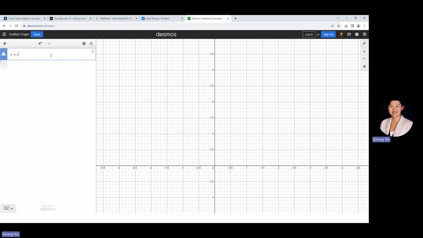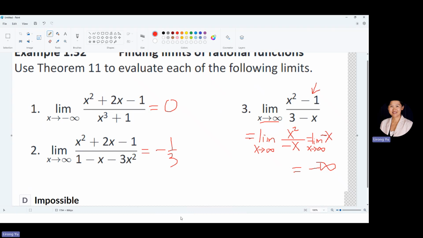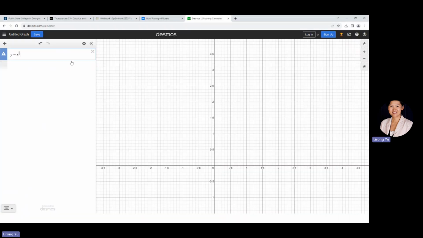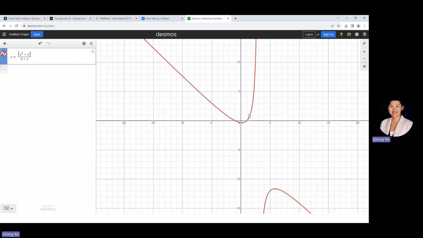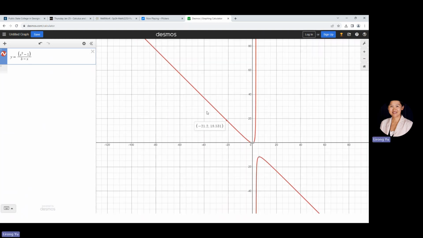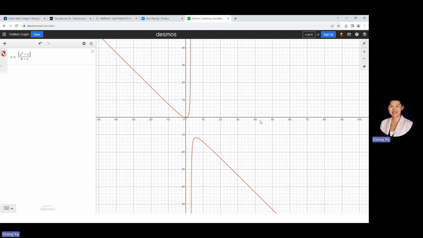So like this, the numerator is x squared minus 1, and the denominator is 3 minus x. That's what it looks like. So the denominator is 3 minus x. So x equals 3 is a vertical asymptote, but it doesn't have a horizontal asymptote.